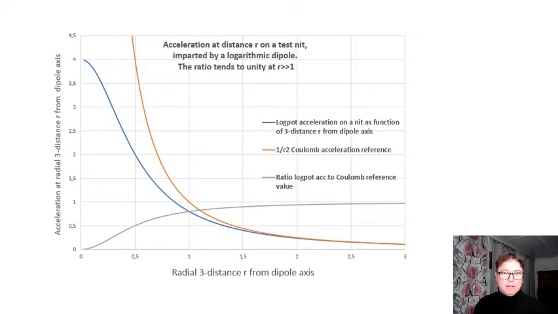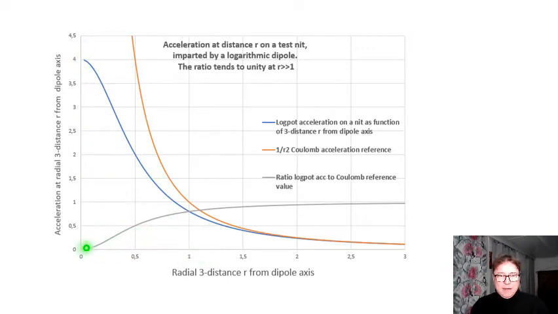Based on what was calculated in the previous slide, we get the distance relation of acceleration from dipole to a nit. And we can see that value here as a blue line, and this shows that the acceleration is not going to infinity, unlike what would be expected from a Coulomb law. In this case we are looking at positive acceleration, so this is a repulsive scheme. So this is for two like signed charges. The Coulomb acceleration reference value would go to infinity. Instead, we have a value that has a distinct limit in between poles.